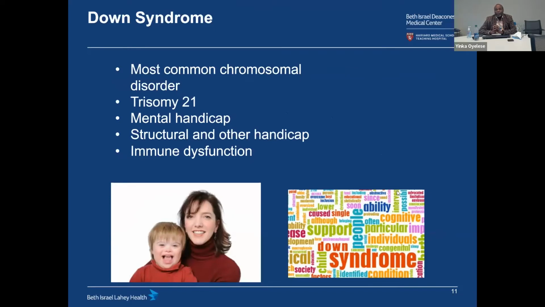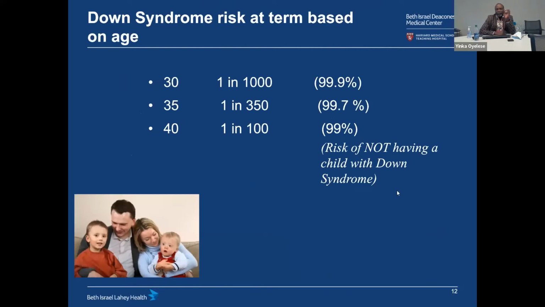As I said, Down syndrome is the most common aneuploidy chromosomal disorder, trisomy 21. It is associated with mental handicap, structural and other handicap, and immune dysfunction. But here is a very important slide. Like I said, arbitrarily, the age 35 was chosen, not because 35 is high risk. And I emphasize this because it's extremely important.